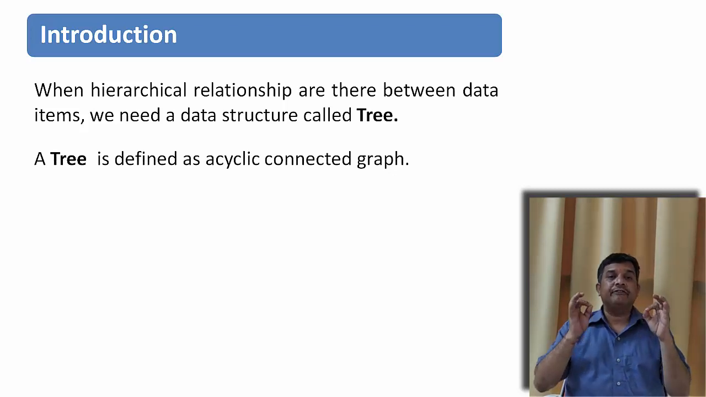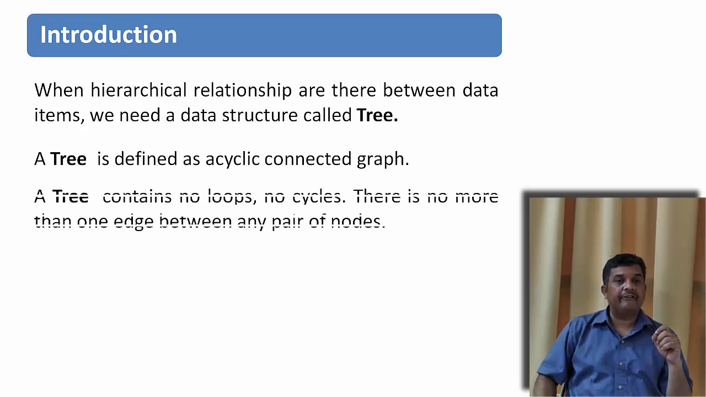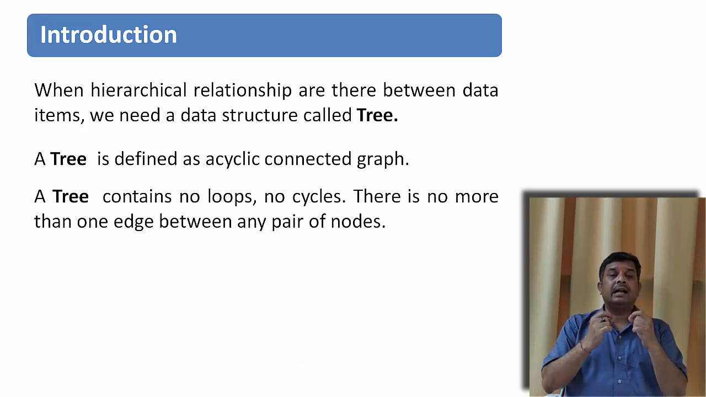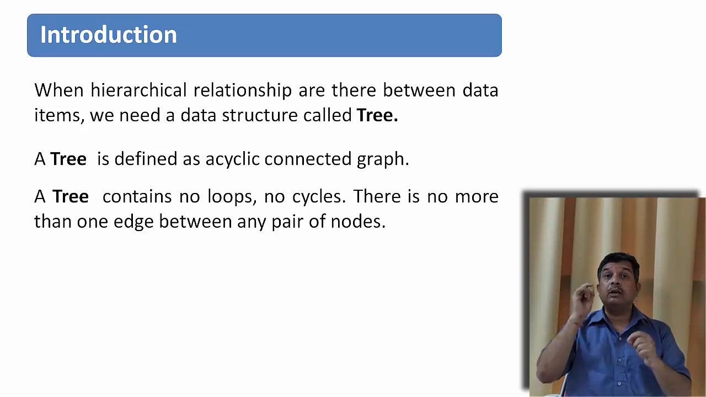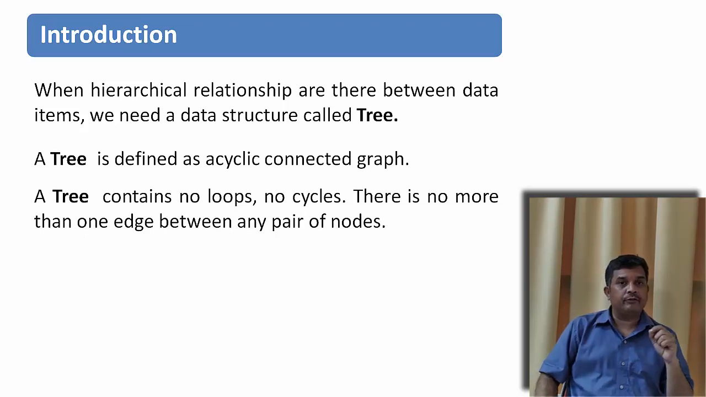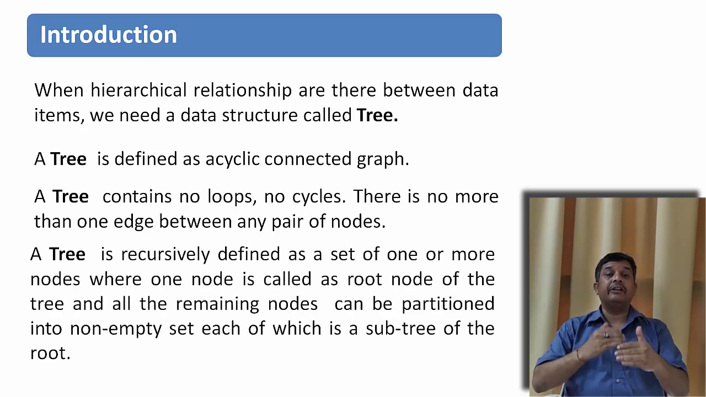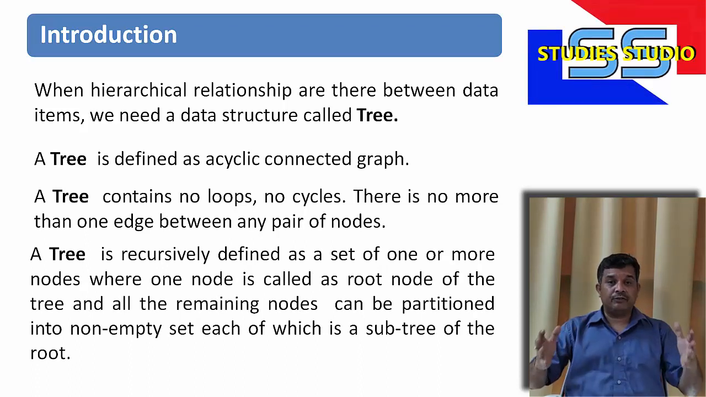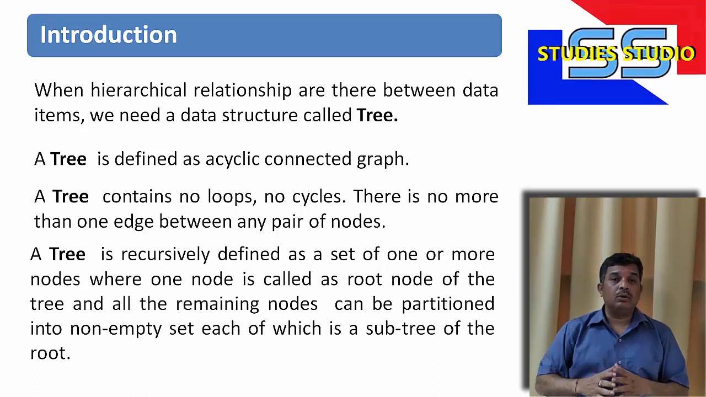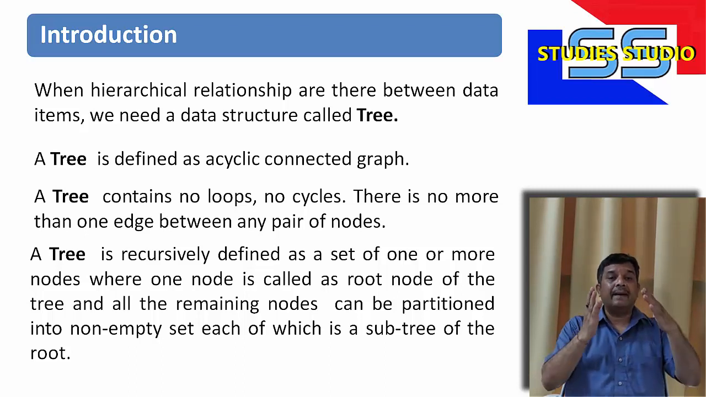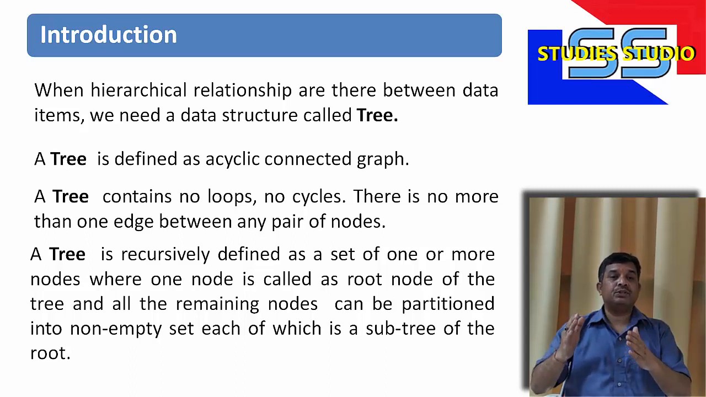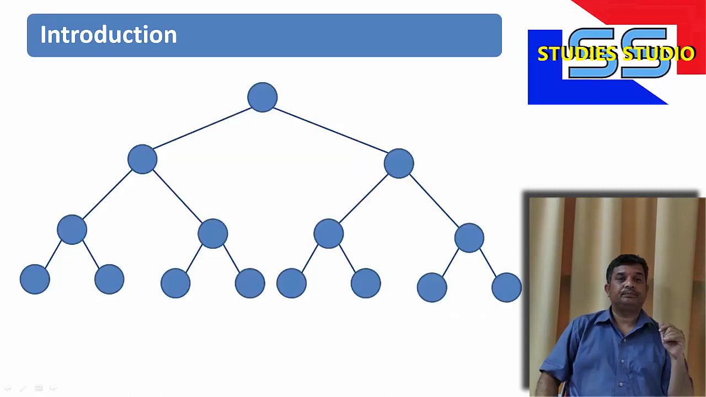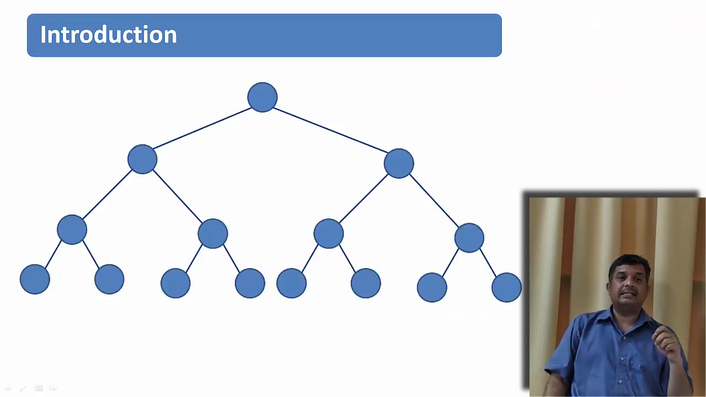So a tree is defined as an acyclic and connected graph, and it doesn't contain any loop or any cycle. So there is no more than one edge between every pair of nodes. So a tree I can define recursively as a set of nodes. Out of these nodes, one node will be treated as a root node, and the rest of the nodes I can partition into non-empty subsets which are like the left subtree and the right subtree. So this I can say is a tree.